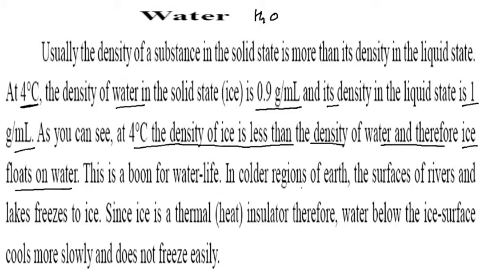Life in colder regions: the surface of river and lake freeze to ice, since ice is a thermal heat insulator. Therefore water below the ice surface cools more slowly and does not freeze easily. So that means the density of water is more with respect to the ice, and the density of ice is less, because of which ice starts floating on the water.